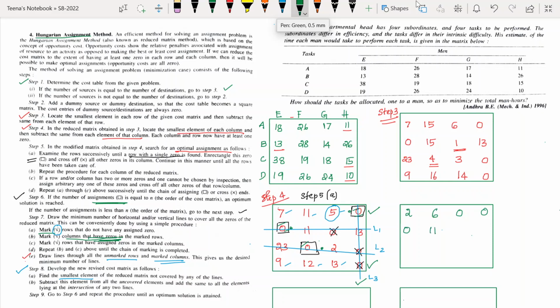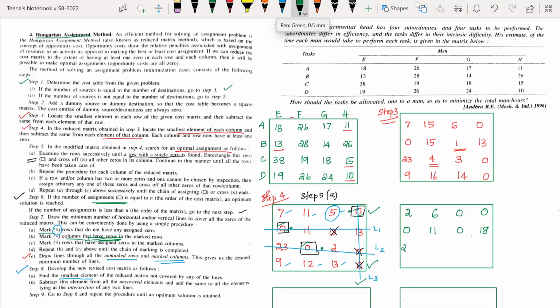It has no change. Second element is also covered. Third element is also covered. No change. But the last element is actually a junction element in the junction of L1 and L3. So the junction element gets changed, and that will be added with the smallest element. So 13 plus 5, that is 18.